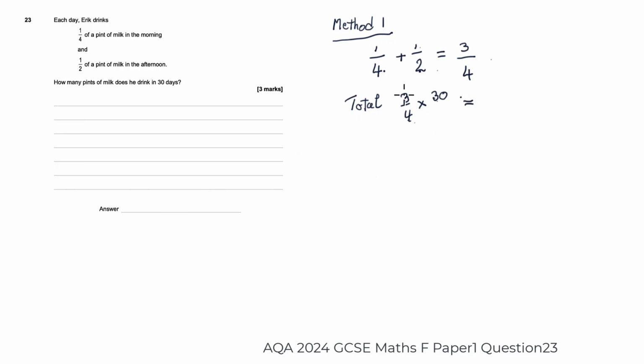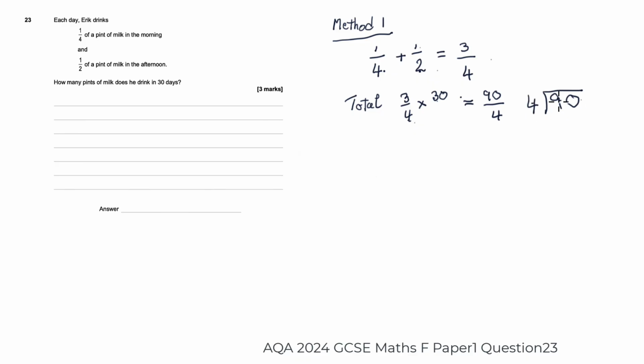Well, you multiply 3 times 30. That'll give us 90. 3 30s are 90. And then divide it by 4. So we've got a division. We have to divide 90 by 4.